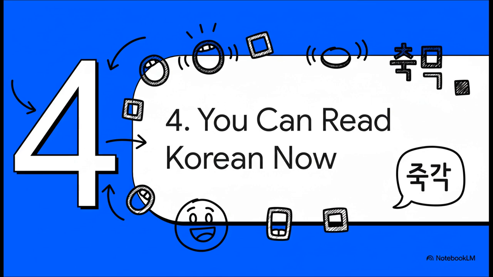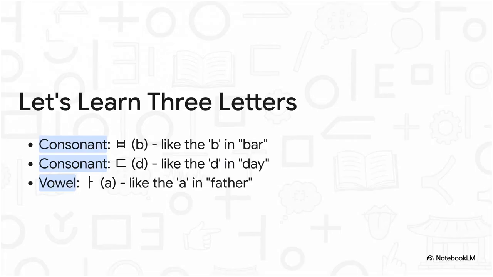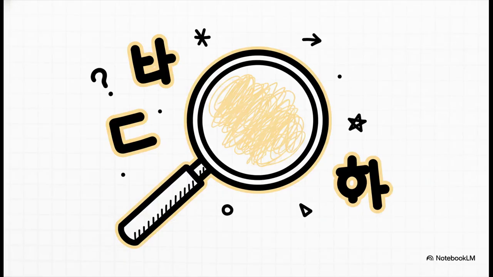No, I'm serious. You can actually read some Korean right now. Okay, let's get our building blocks ready. We already know the vowel ah, which sounds like ah as in father. Now let's just add two super simple consonants. First, we've got bieup, which makes a soft b sound. And second is digeut, which makes a soft d sound. Got 'em? B, d, and ah. That's all we need for this. All right, are you ready? Let's put this brand new knowledge to the test and read a real, actual Korean word.